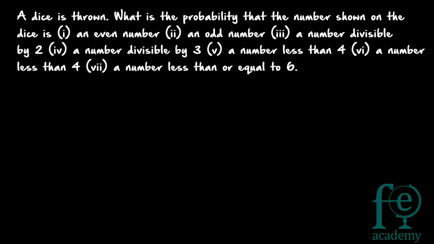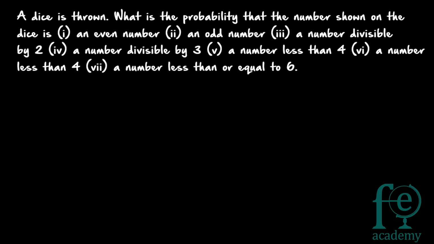So today's question is, a dice is thrown. What is the probability that the number shown on the dice is an even number, an odd number, a number divisible by 2, a number divisible by 3, a number less than 4 and a number less than or equal to 6? Okay, so you already know probability is equal to number of favorable outcomes divided by total number of outcomes.